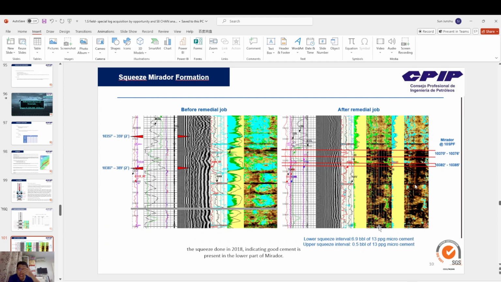Squeeze Mirador Formation. The squeeze done in 2018 indicates good cement is present in the lower part of Mirador. Lower squeeze interval: 6.8 barrels of 13 ppg micro cement. Upper squeeze interval: only half a barrel of 13 ppg micro cement.